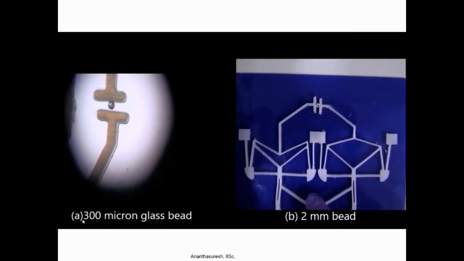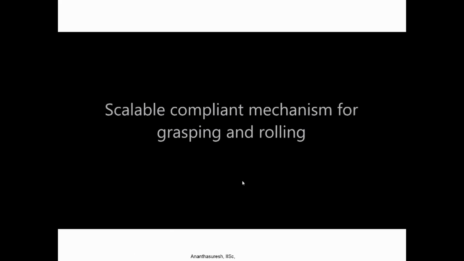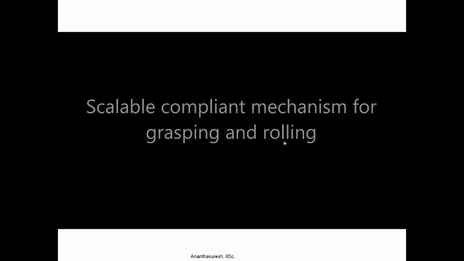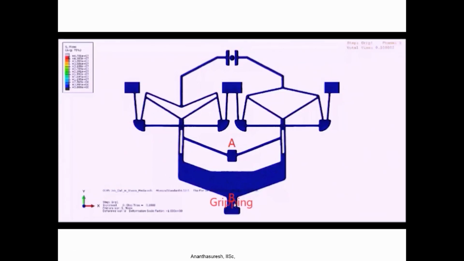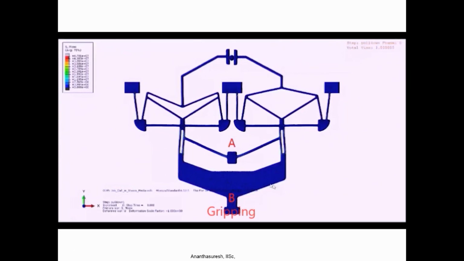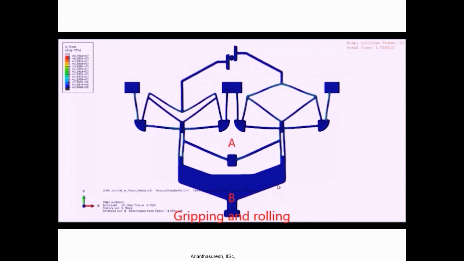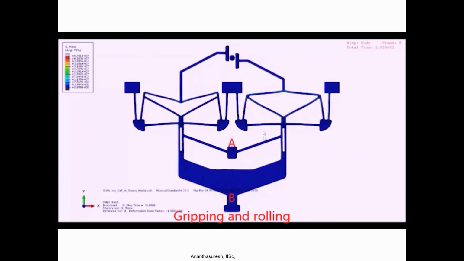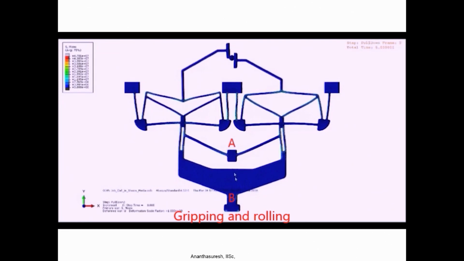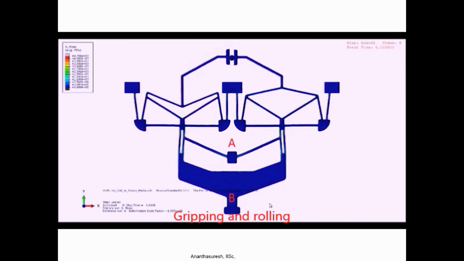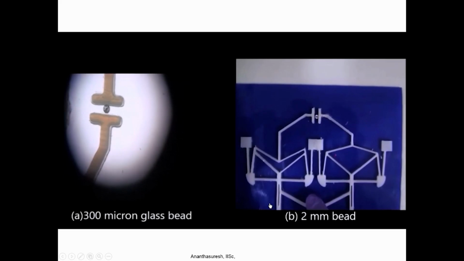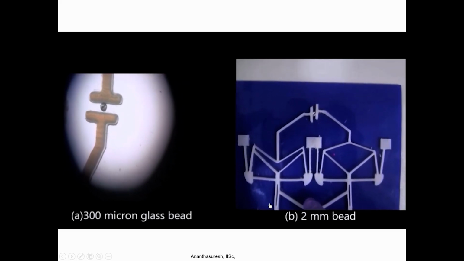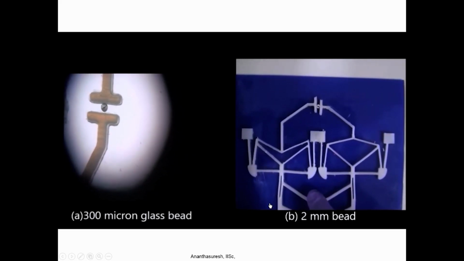This is a 2 millimeter bead, this is a 300 micron glass bead. Even at small scales, let us play this again. So you can see a compliant mechanism that can grasp as well as roll an object. This was done recently in my group by Hari Shankar and Krishna Chaitanya with help from all others in our lab. So you can actually grasp and roll, but the motions are only A and B. The way you apply A and B relative to one another, you can get either grasping motion or rolling motion of the rigid object.